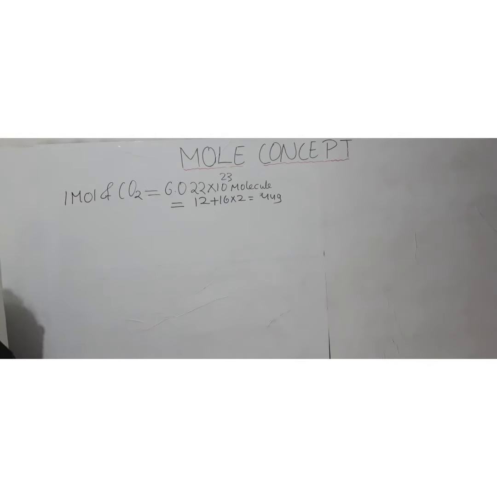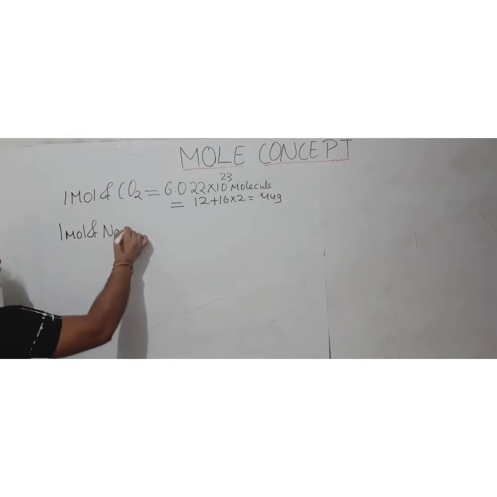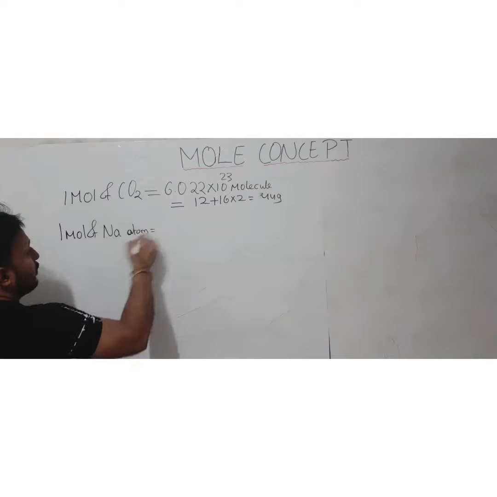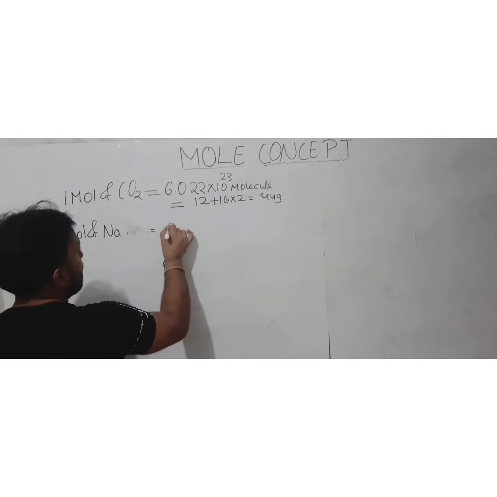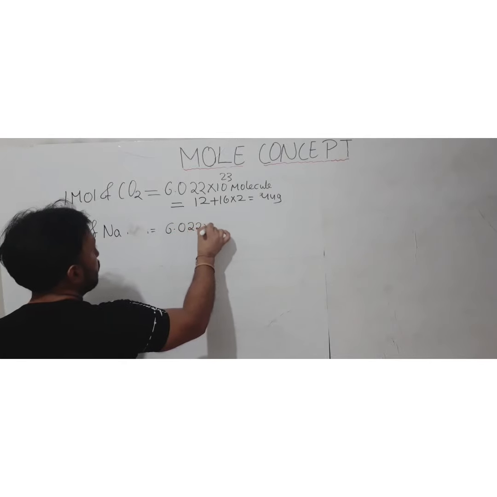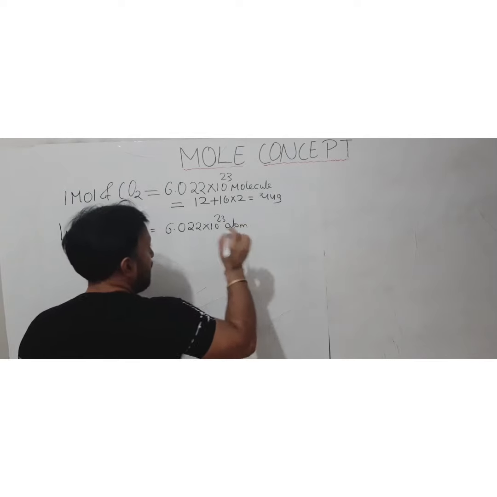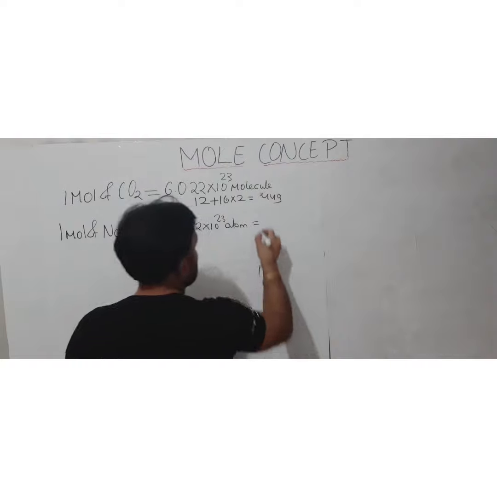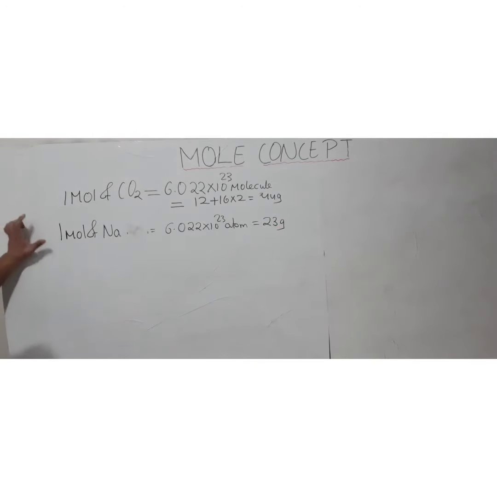Okay, if I say 1 mole of sodium atom, how many atoms of sodium are going to be present in its 1 mole? It will be equivalent to 6.022 into 10 raised to power 23 atoms, as we are talking about atoms. Also, if we are talking about its mass, then mass will be equivalent to the atomic mass, that is 23 gram. So like that you can relate the things.